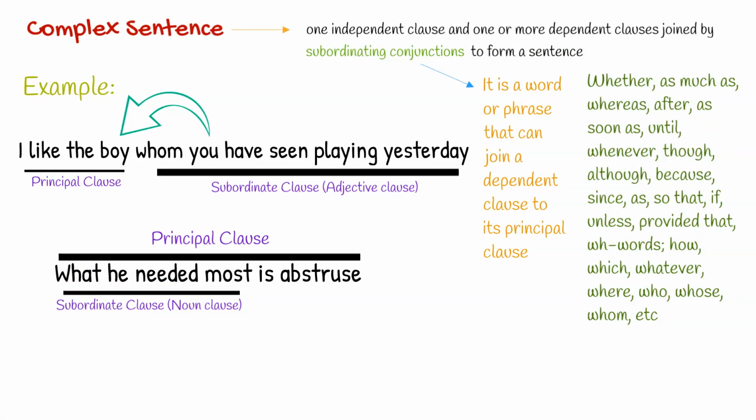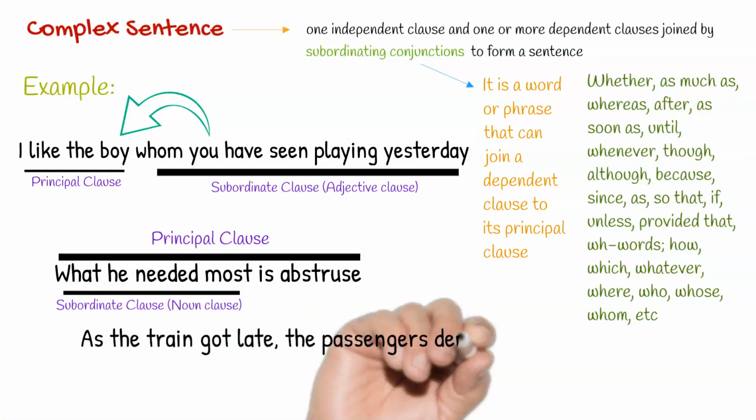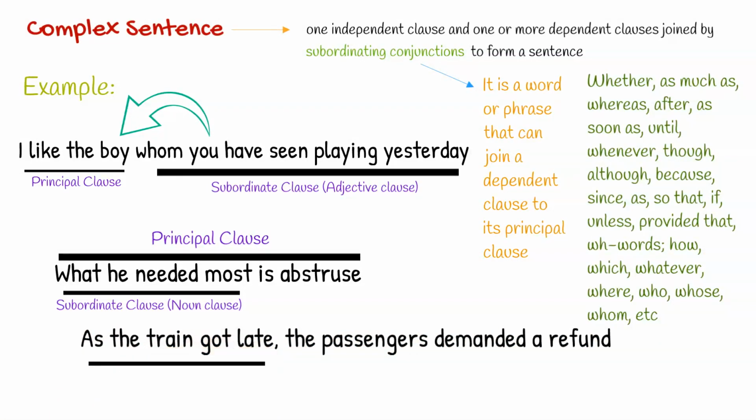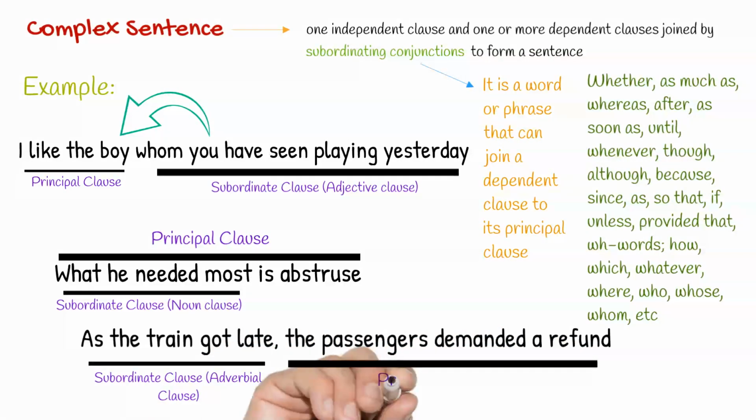Next. As the train got late, the passengers demanded a refund. Here, "as the train got late" is the subordinate clause. It cannot convey the proper meaning. "The passengers demanded a refund" is the principal clause, and the subordinating conjunction "as" connects the dependent clause to its principal clause. Here the dependent clause is the reason for demanding a refund by the passengers. That is why it is an adverbial clause.